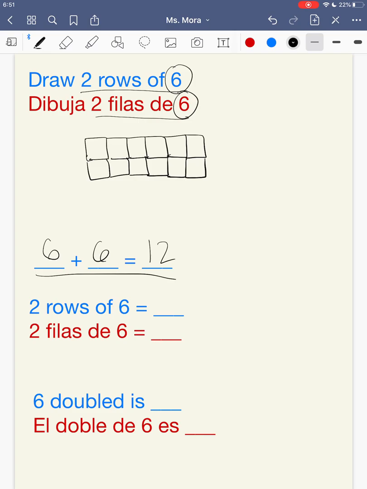And then you're just filling in 2 rows of 6 equals, and you already figured it out here. You have 12.